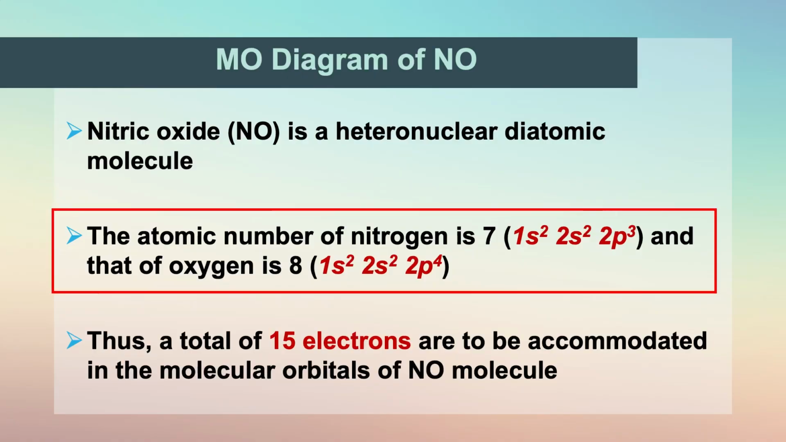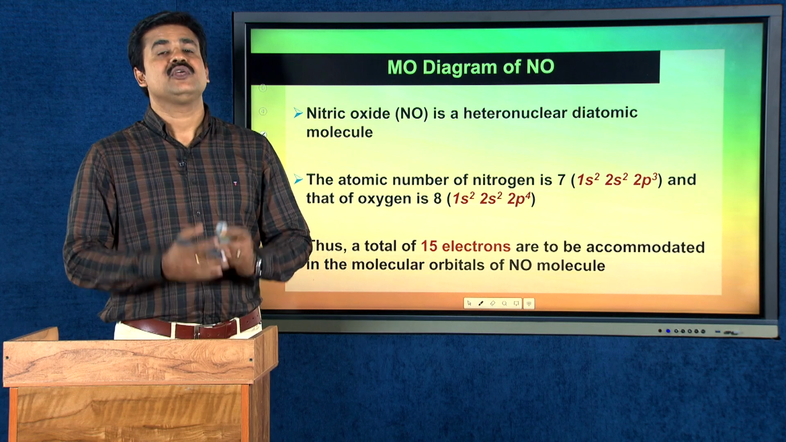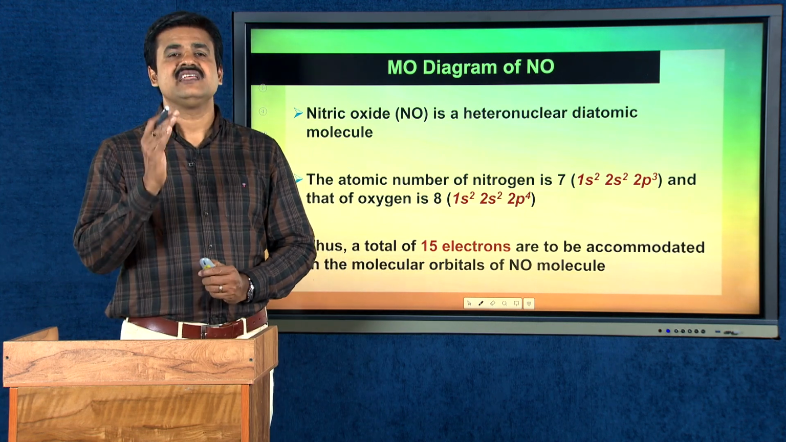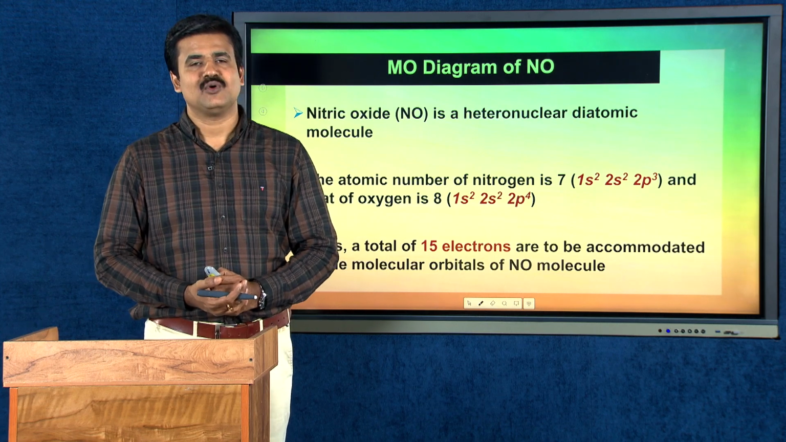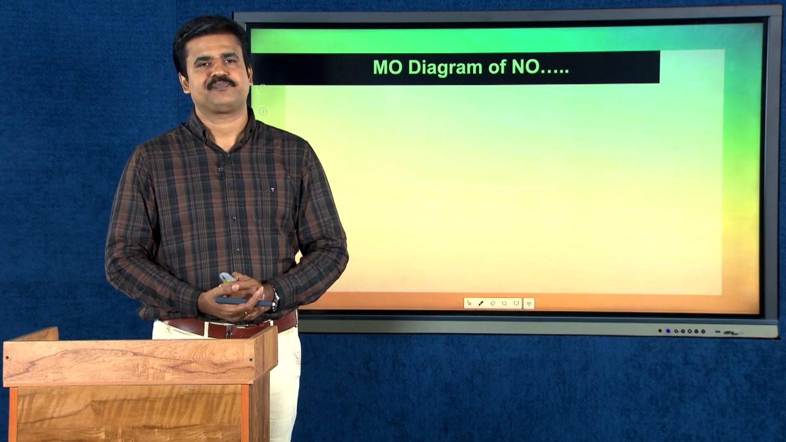The atomic number of the first atom, nitrogen, is 7, and its electronic arrangement is 1s2 2s2 2p3. And the second atom is oxygen. Its atomic number is 8, and its electronic arrangement is 1s2 2s2 2p4. Thus, in the case of the nitric oxide molecule, you have a total of 15 electrons. That means, in the MO diagram of nitric oxide, you have to accommodate a total of 15 electrons.